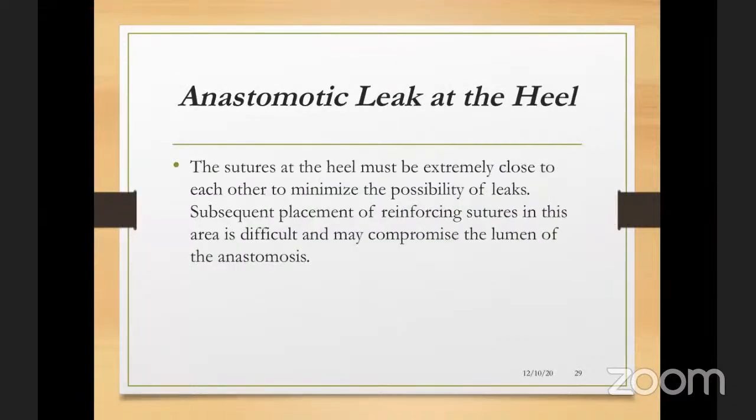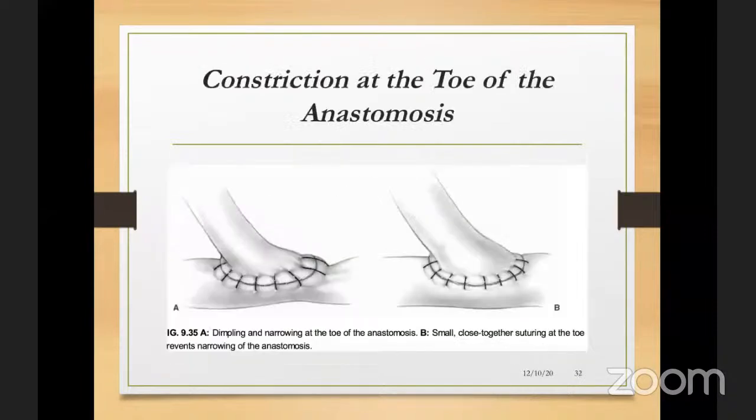Anastomosis of the heel is also important, to minimize the possibility of a leak, because any subsequent placement of reinforcing sutures in this area is difficult and may compromise the lumen of the anastomosis. Constriction of the toe of the anastomosis can happen when you take a big bite on the artery. So small bites, close together at the toe, prevent narrowing at this site.